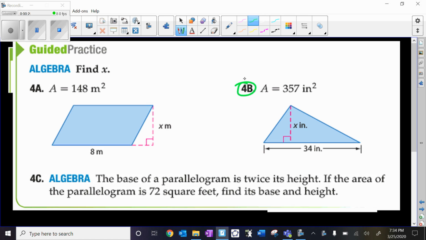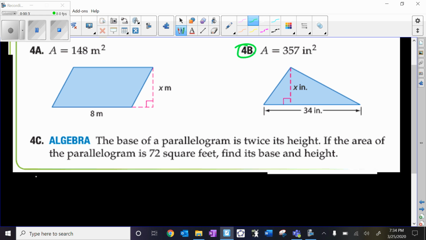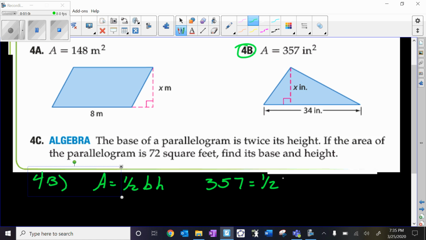I have a triangle, and it tells me the area is 357 inches squared. So the first thing that you're going to want to do is, since you know that you have a triangle, and you know that you're dealing with area, you should just write down the area formula for a triangle, which in this case is a half times the base times the height. And now you can just substitute in a lot of the information. The area we know is 357, so that's going to go in for A, equals a half is part of the problem, times the base, which is 34, times the height, which you don't know, x.